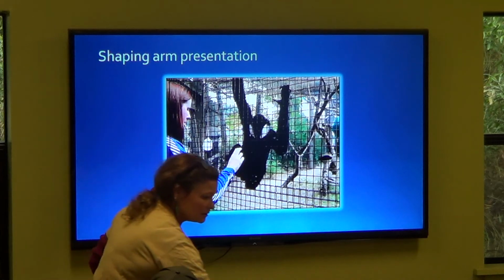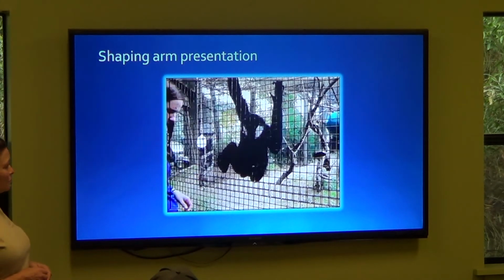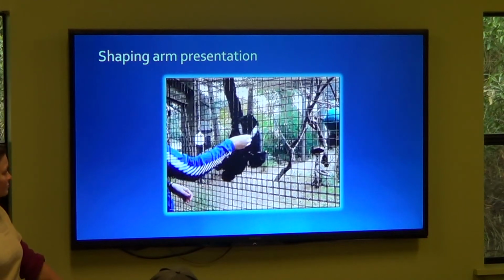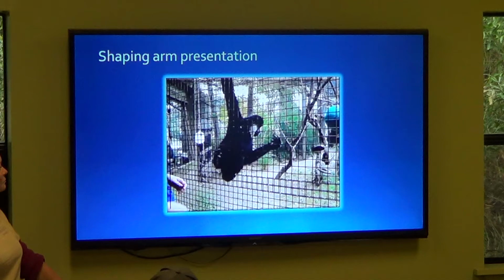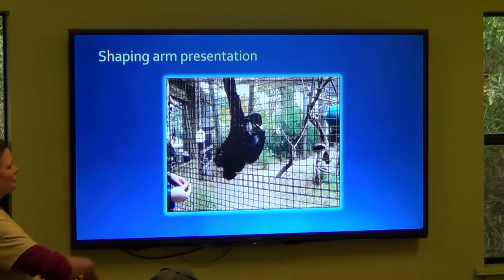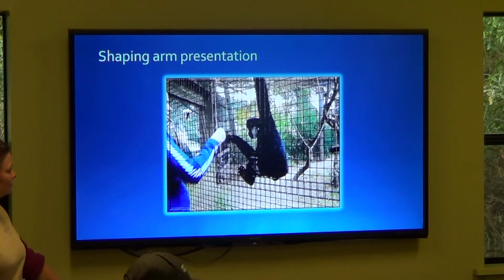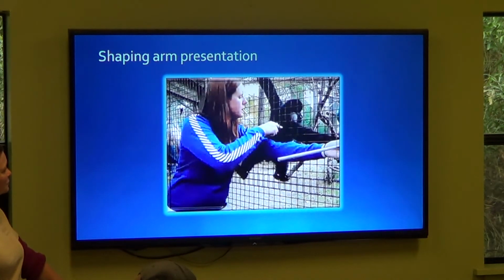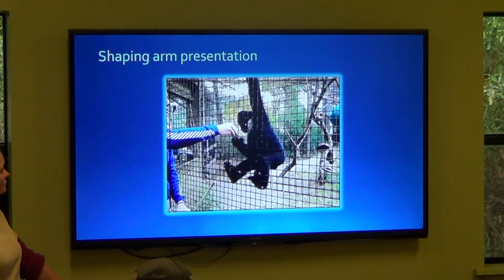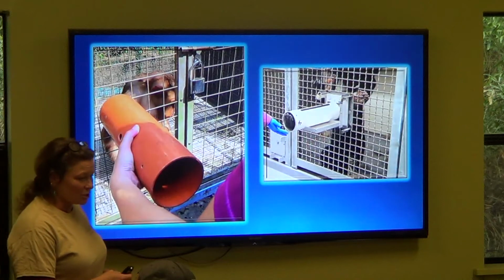So that's what this is, using that hand target to shape the shoulder. There's another gibbon working over here if you hear extra tweeting and talking. Shoulder. So just another way to use that target.